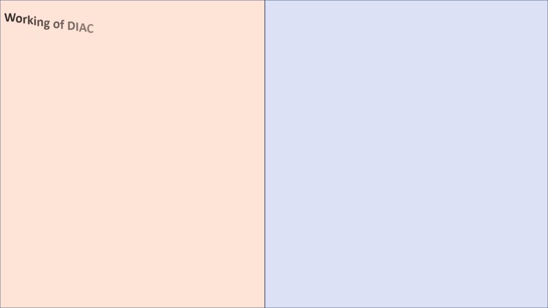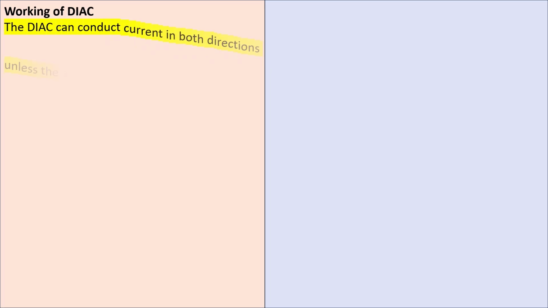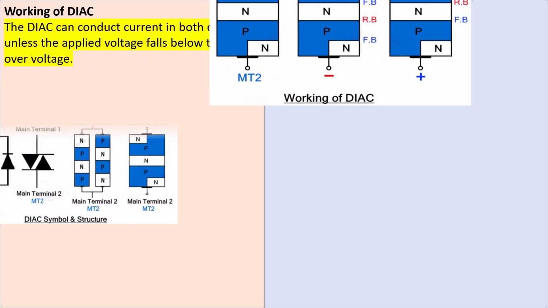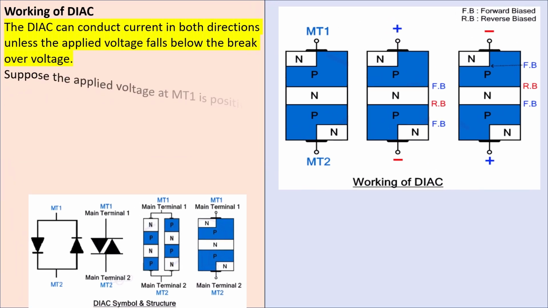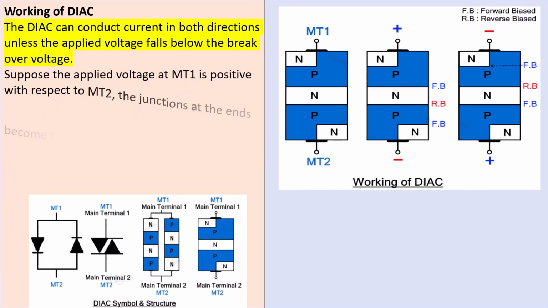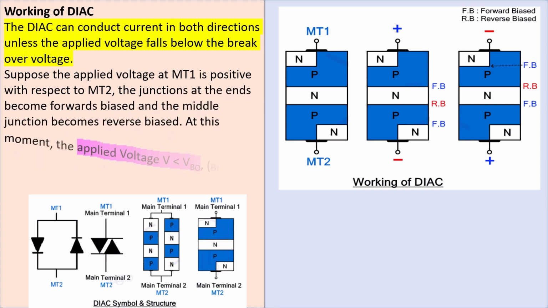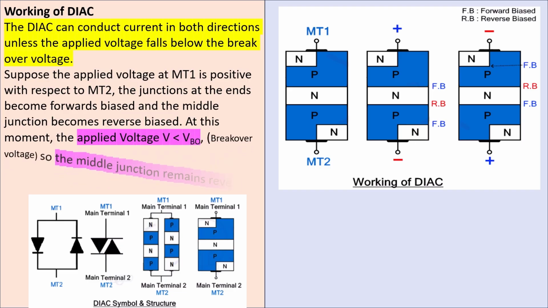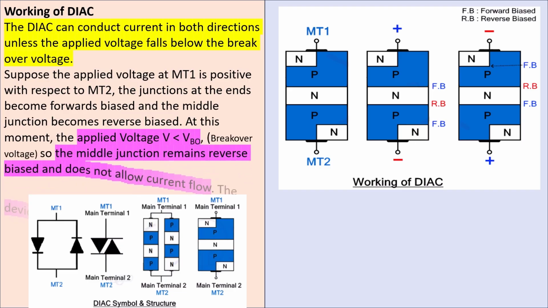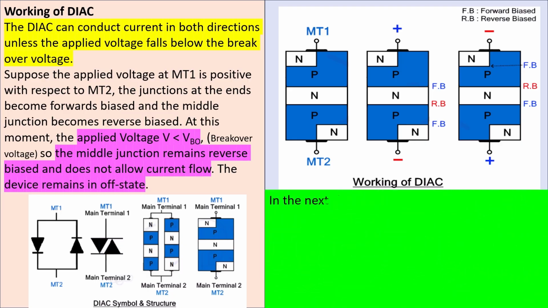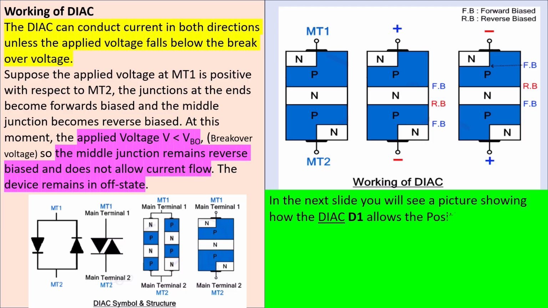Working of Diac. The Diac can conduct current in both directions unless the applied voltage falls below the breakover voltage. Suppose the applied voltage at MT1 is positive with respect to MT2. The junctions at the ends become forward biased and the middle junction becomes reverse biased. At this moment, the applied voltage V is smaller than VBO, the breakover voltage, so the middle junction remains reverse biased and does not allow current to flow. The device remains in an off state.